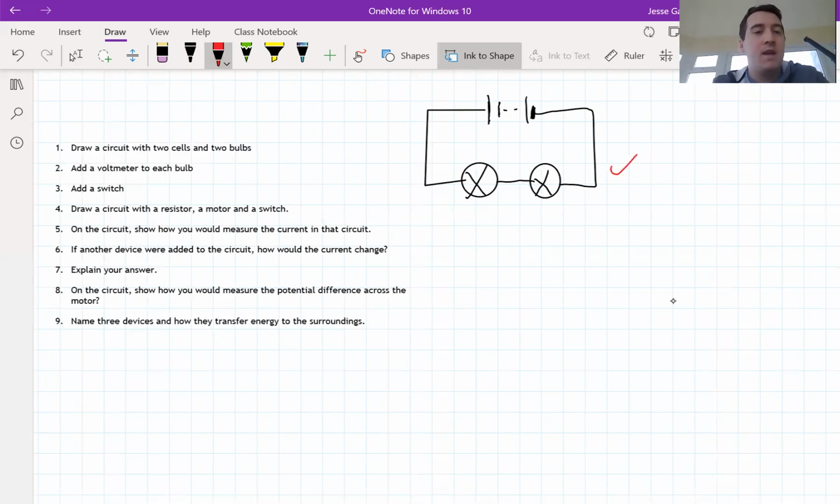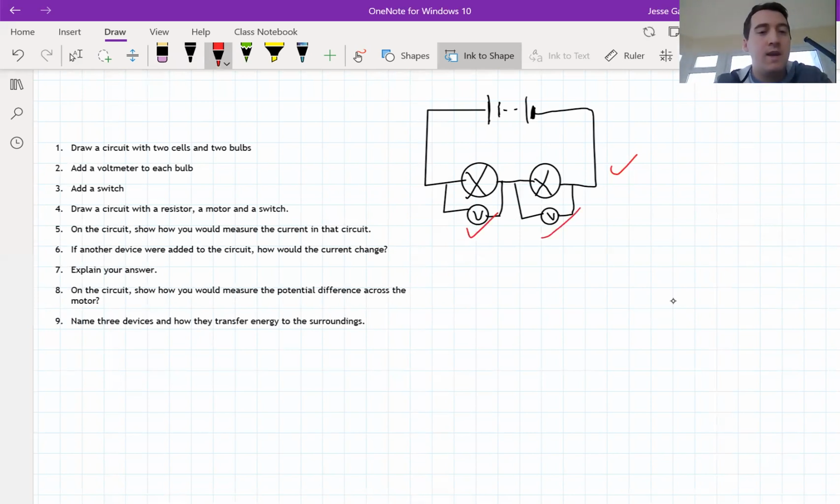Add a voltmeter to each bulb. So this is what you should have had. Here is bulb A, and we've got a voltmeter connected across bulb A. That's how we describe that. And here is a voltmeter connected across bulb B. So well done if you got that. So you should have those 2.